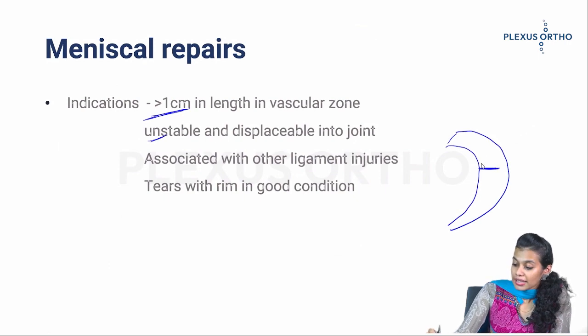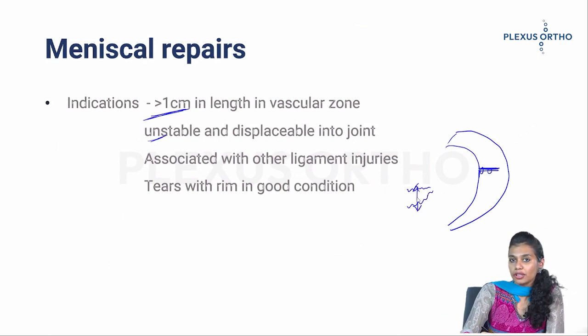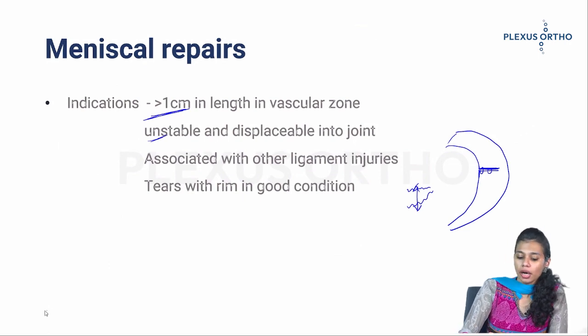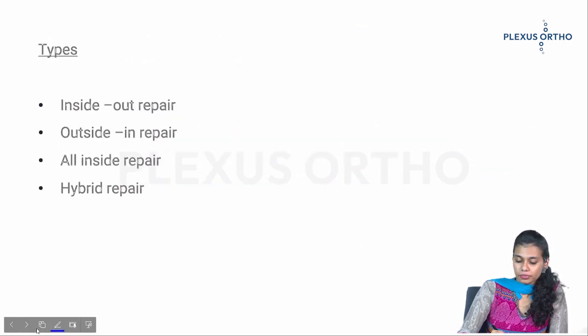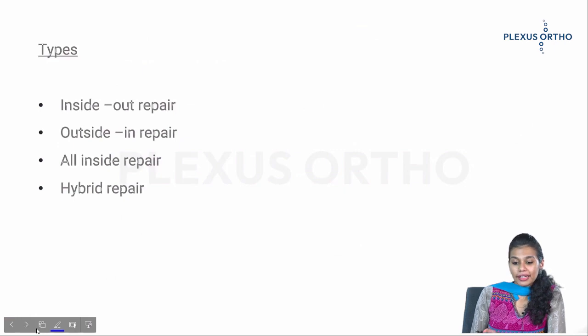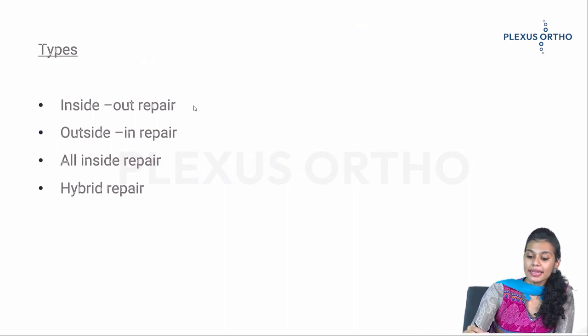So the ends of the tear should be in good condition for it to be sutured back. You can't have a frail end tear to be sutured back. So the rim of the tear should always be in good condition for a better outcome from the surgery. Okay. So what are the types of meniscal repair? The four main types are: the inside out technique.